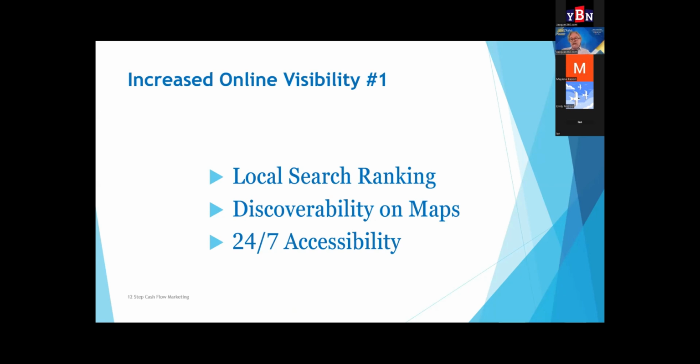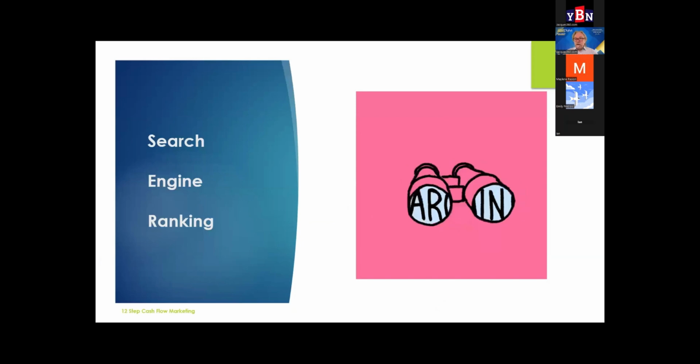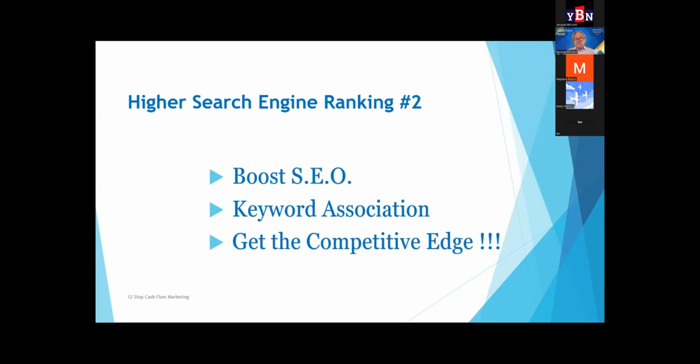And then 24/7 accessibility is to make it very clear that you have your hours of operation, the hours that you're closed over the weekend, and whether you are open or not during holidays. Now, higher search engine ranking is the second item we have to discuss. You want to make sure that when they search for your business category, they can find you. And how do you boost your SEO, search engine optimization? Well, one way is being in the right category. And the second way is to have keywords associated in your profile.